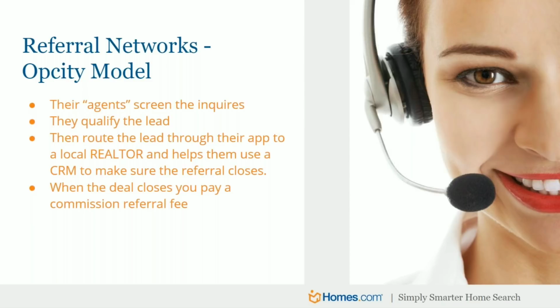So they'll ask questions like, are you working with an agent? Are you looking to buy versus rent? And are you qualified for a mortgage right now? So they'll ask questions like that. And then as soon as they're able to qualify this person, what they'll do then is they'll go within their network, and then they will route that lead through their app or through just a transfer to an agent in that area to then have them work with that buyer or that seller to close out the lead.